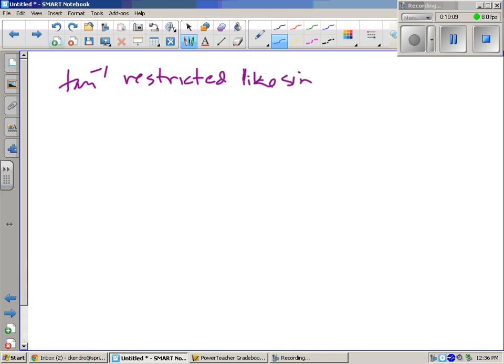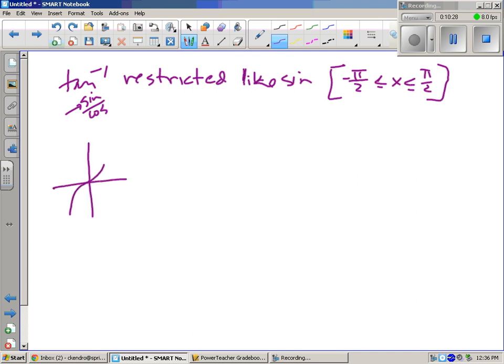Okay, but because tangent is sine over cosine, the restrictions are the same as sine. So it would be negative pi over 2 is less than or equal to x, less than or equal to pi over 2. As far as the 1 and negative 1, remember tangent doesn't have anything in the y direction restricted. It doesn't stop at 1 and negative 1, so there aren't any problems with that. So we just don't worry about it.